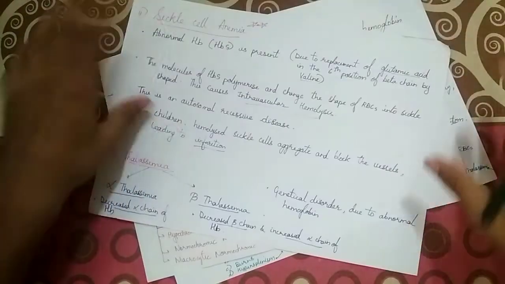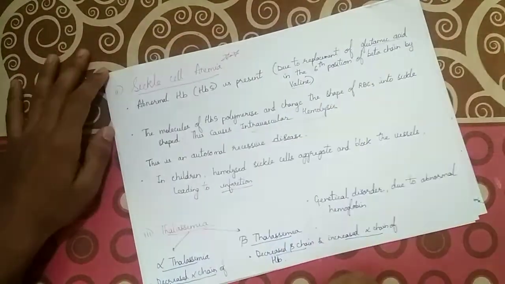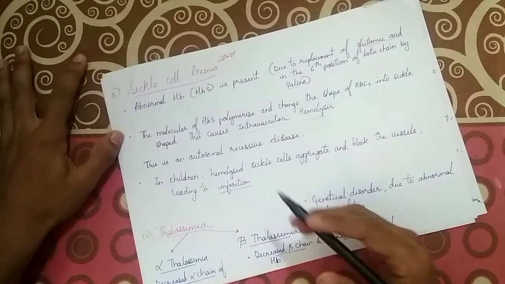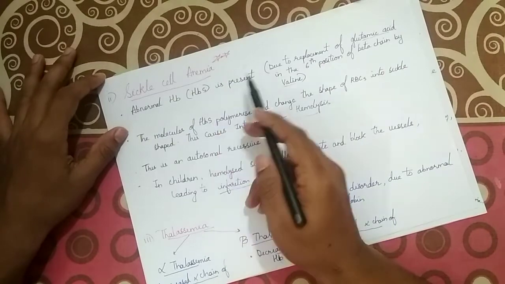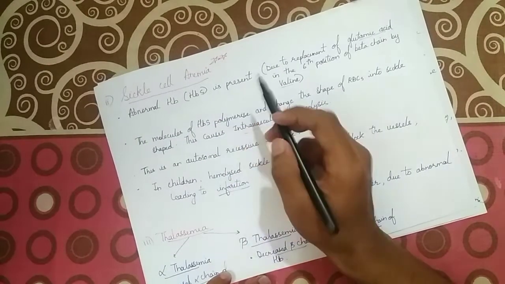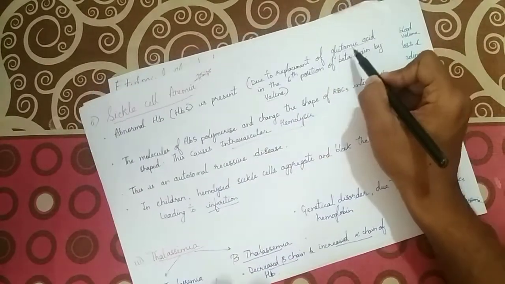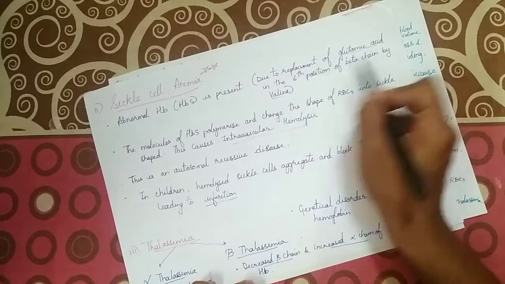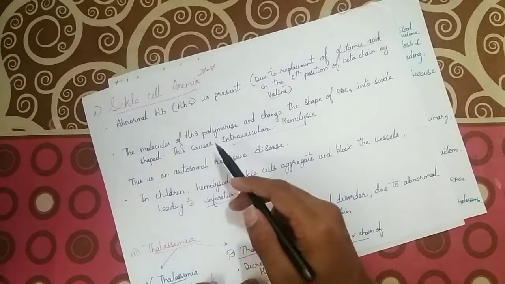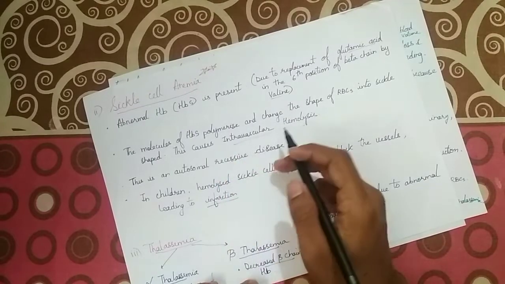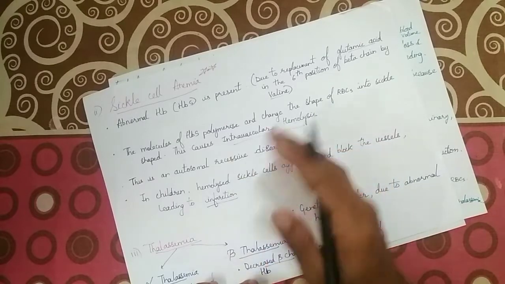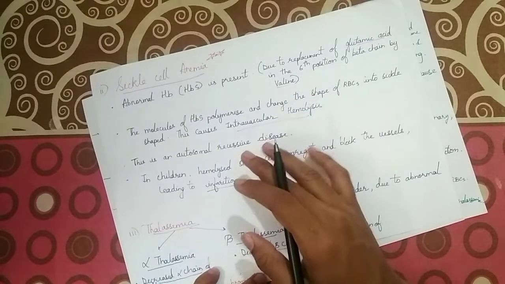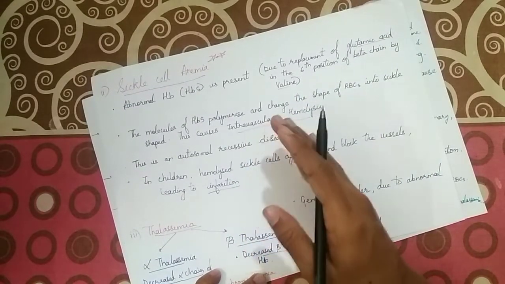Talking about the next common case of the anemia, it's sickle cell anemia. It actually occurs due to the abnormal HB present in the RBCs. It is actually inherited. In this case, there is the replacement of glutamic acid in the 6th position of beta chain by valine. The molecules of HbS polymerize and change the shape of the red cells into sickle shaped, which decreases the deformability of the RBCs and causes easy rupture of the cells.